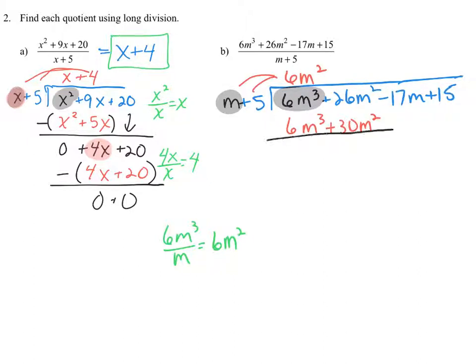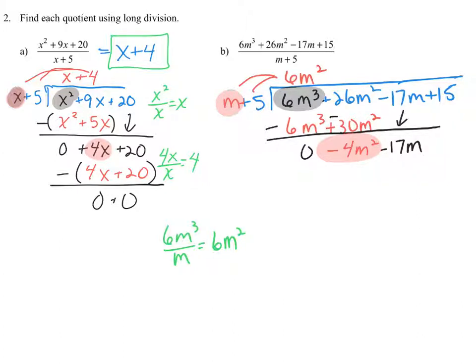We're going to subtract this entire quantity. You can subtract the 6m to the third and also subtract the 30m squared. Just remember you're subtracting that entire quantity. And when you take 6m to the third, subtract 6m to the third, we get 0. 26m squared minus the 30m squared is going to give us a minus 4m squared. Then I like to bring down the next term of minus 17m. Now we're looking at the first term of negative 4m squared, and the m. We're going to set up that division problem.